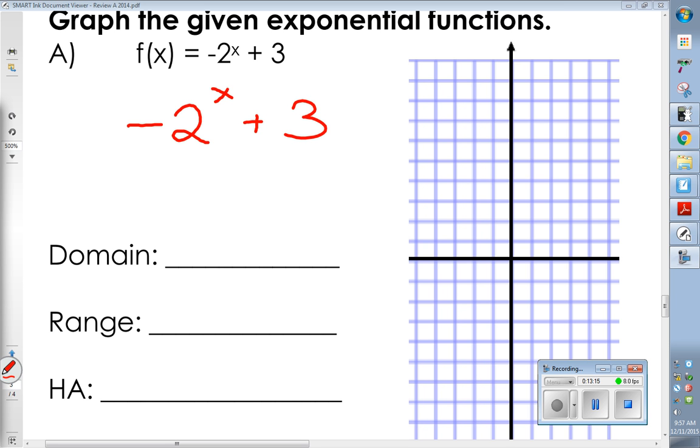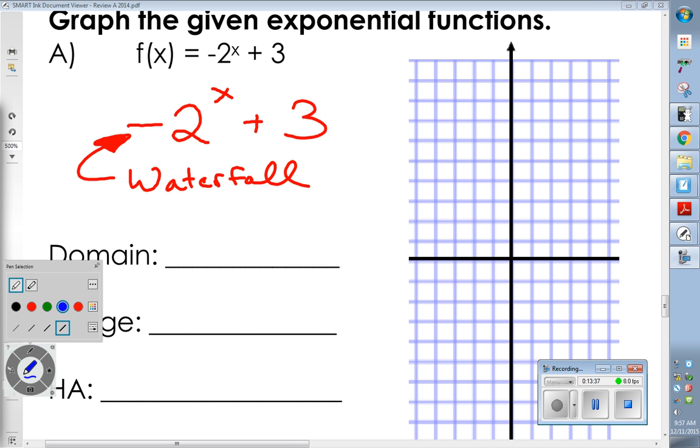Exponential. That makes it either a rocket ship or a waterfall for us. What type of graph is this going to be? A rocket ship equation or a waterfall? Waterfall. How do you know it's going to be a waterfall? The negative sign tells you that it's going to be a waterfall graph. The x in the exponent makes it a rocket ship or a waterfall. The negative makes it a waterfall.